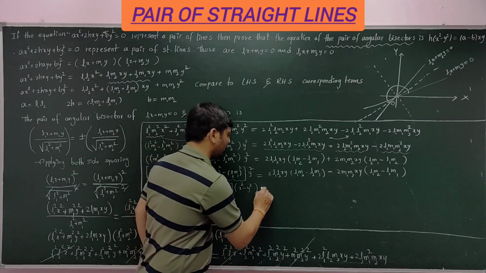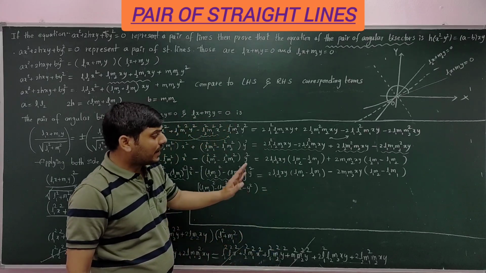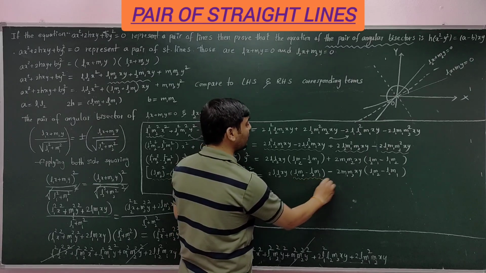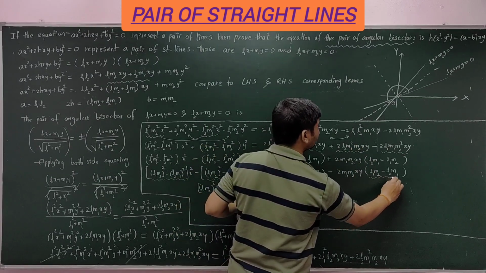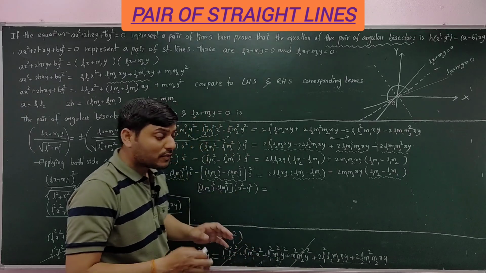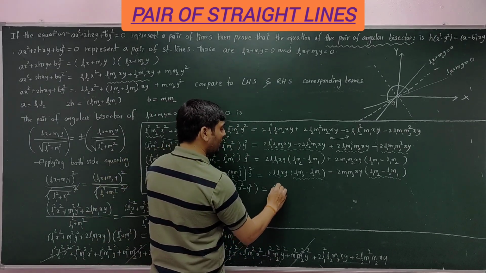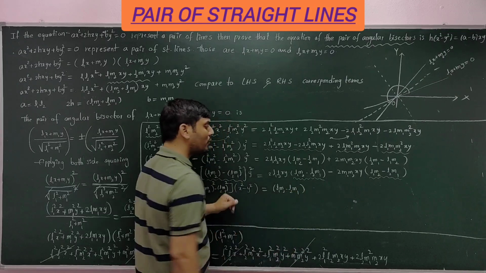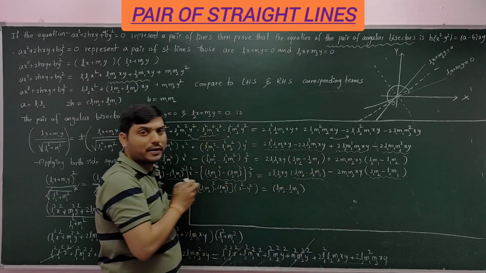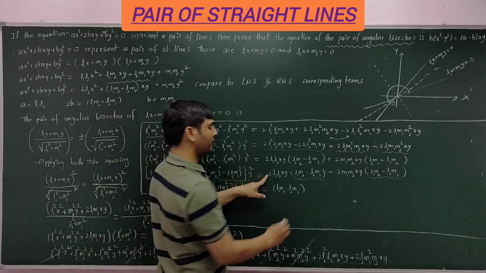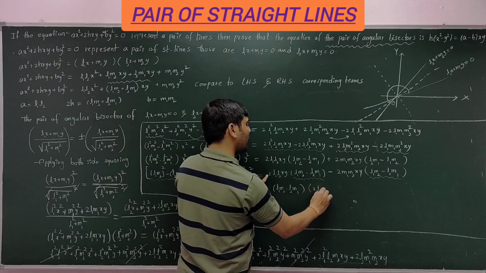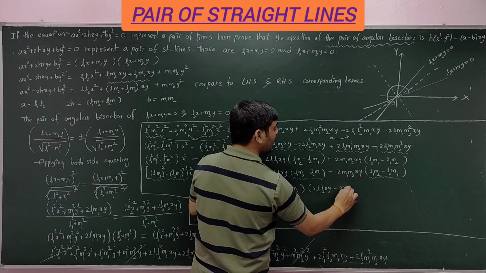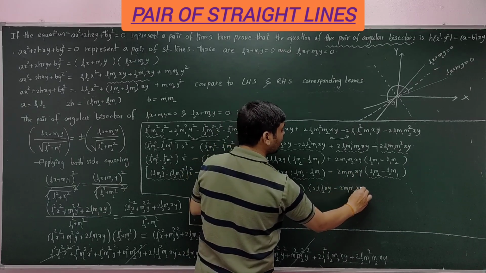Now I'm going to the right side term. The right side also has the same terms: L1 M2 minus L2 M1, L1 M2 minus L2 M1. The two terms will be common. Finally, what remains? That two terms will be common. The remaining terms, tell me: 2 L1 L2 XY minus 2 M1 M2 XY.